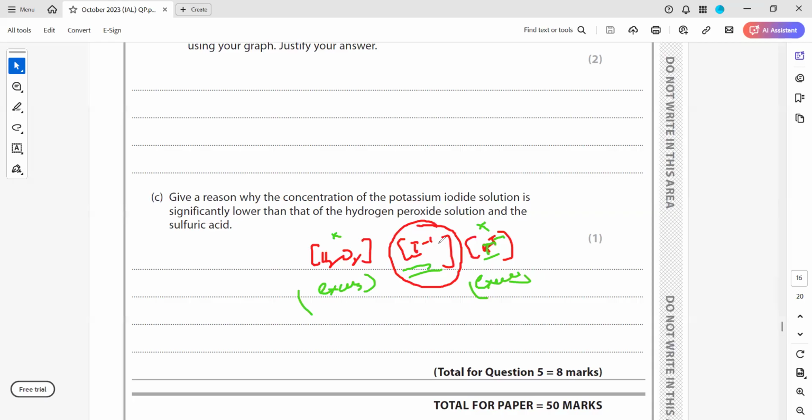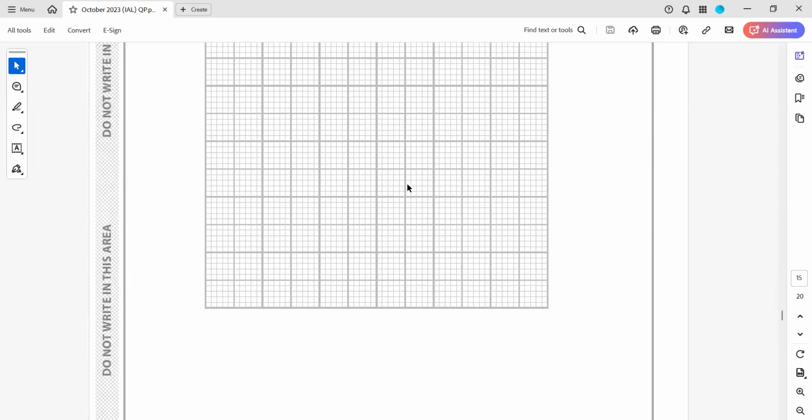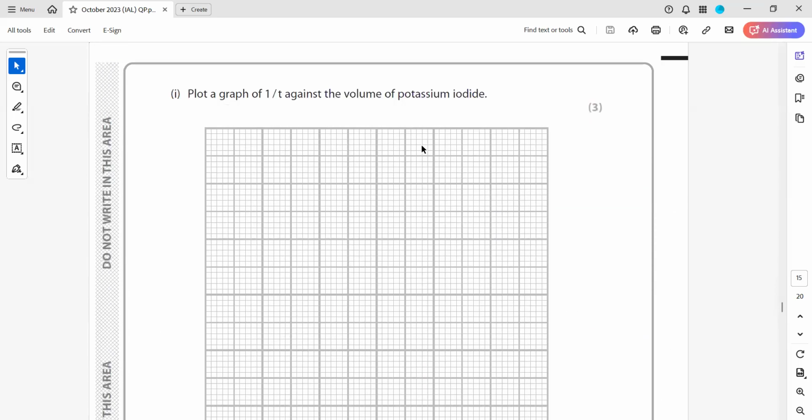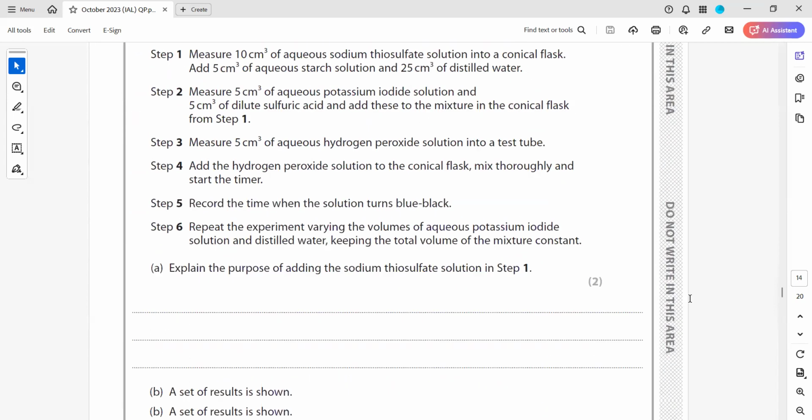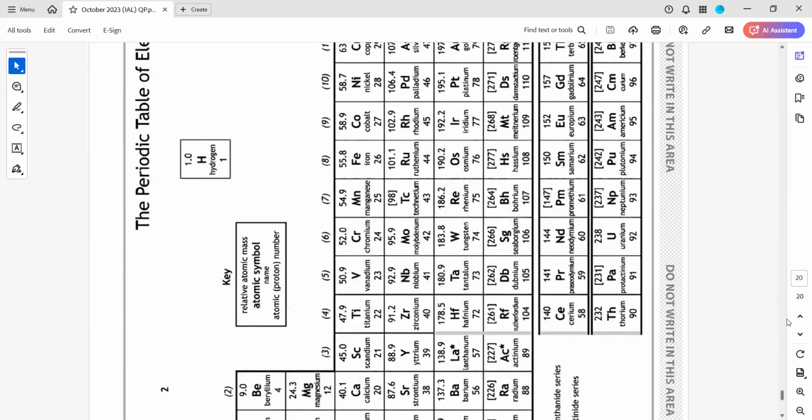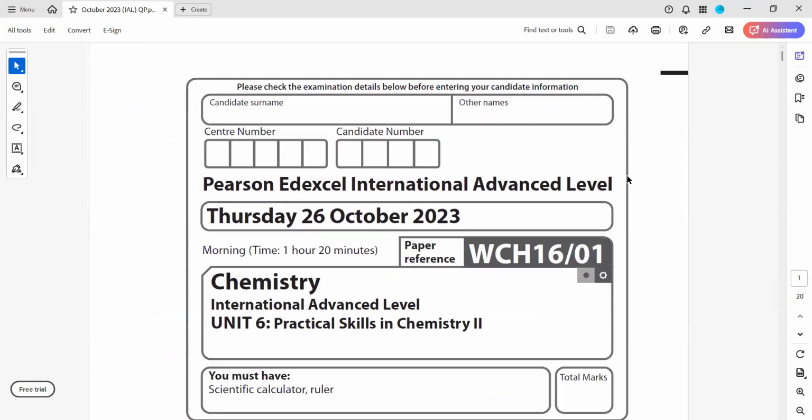I will investigate that. If we find a straight line graph, it means it will be a first order. If it's a horizontal line, it means it is zero order. And if it is a curve, it will be a second order. Is it clear? Question 5. This was the last question for October 2023 paper.